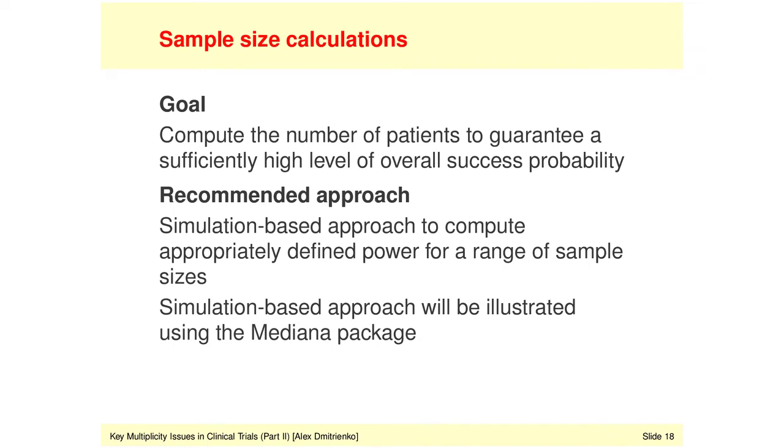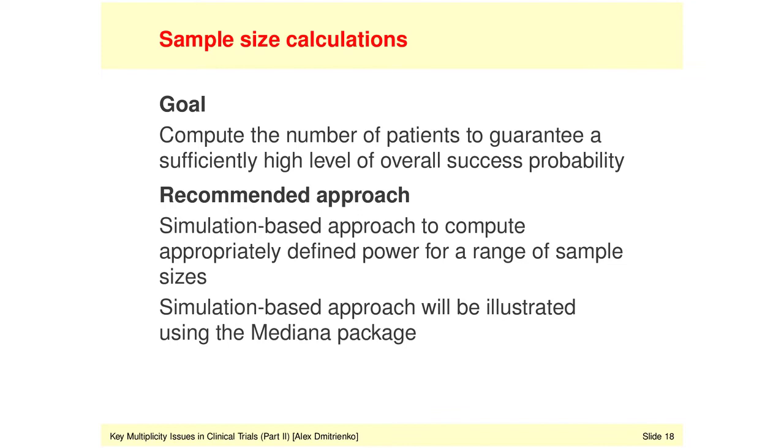Our goal here would be to run standard sample size calculations, which means that we would like to compute the number of patients to guarantee a sufficiently high level of an appropriately defined overall success probability. We will talk in a couple of minutes how to appropriately define this performance criterion. The approach we're going to follow in this section is to utilize simulations to compute statistical power for a range of sample sizes and then identify the sample size that leads to a desirable level of power. We're going to run simulations based on the Mediana package.